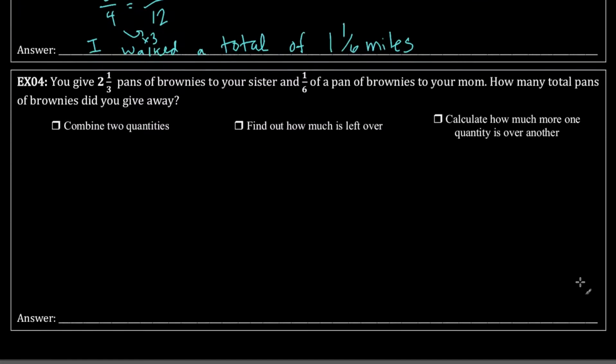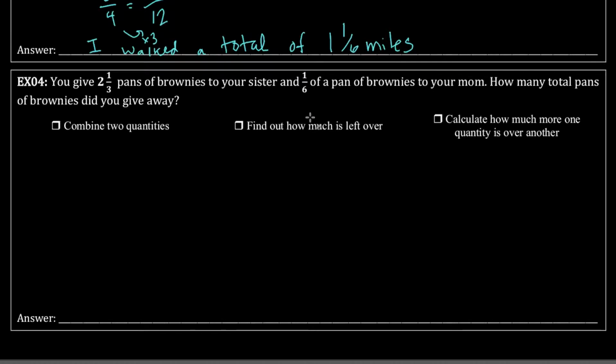Let's look at the next one. You give 2 and 1/3 pans of brownies to your sister. If you don't have a sister, your imaginary sister. And then you give 1/6 of a pan to your mom. How many total pans did you give away?